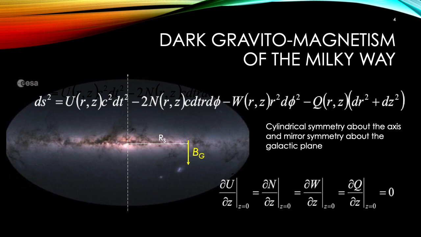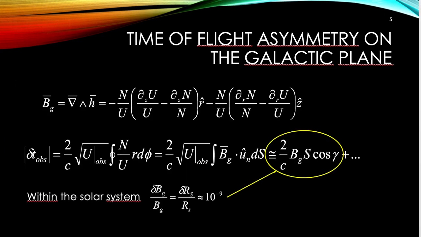The metric tensor inside the matter distribution expresses a cylindrical symmetry about the axis of rotation of the galaxy. Furthermore, we may assume approximately mirror symmetry about the galactic plane. This is important since the solar system is approximately in the galactic plane. Now, let's go on to the next slide and formally calculate the gravito-magnetic field due to the angular momentum of the galaxy, both visible and dark.